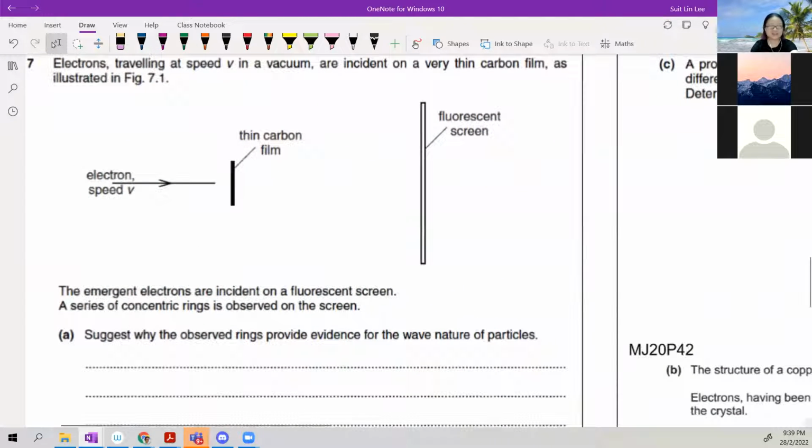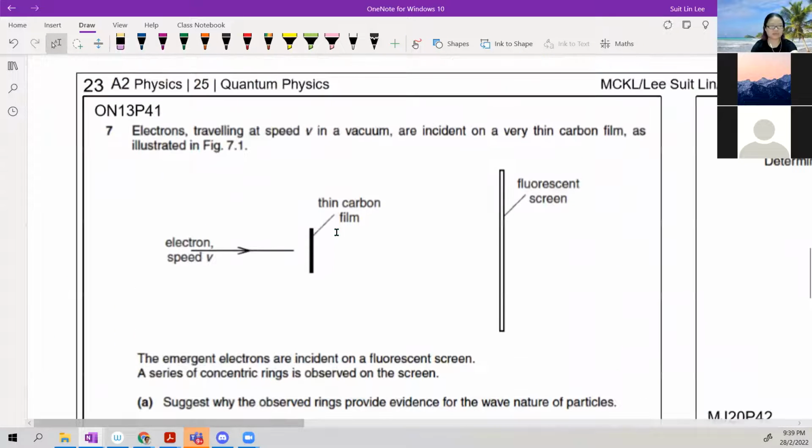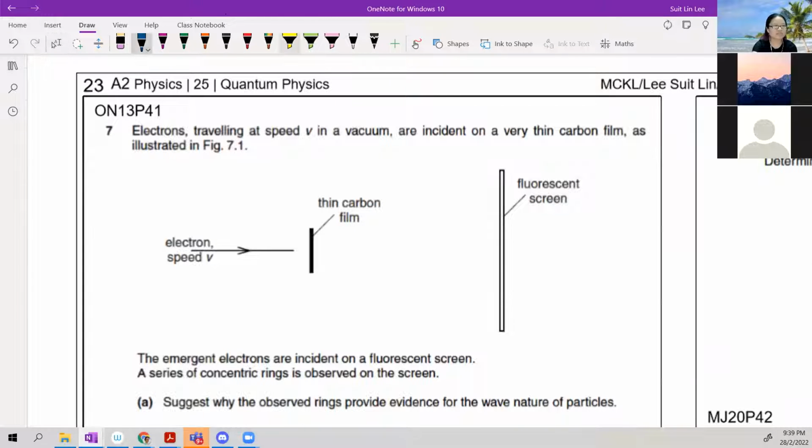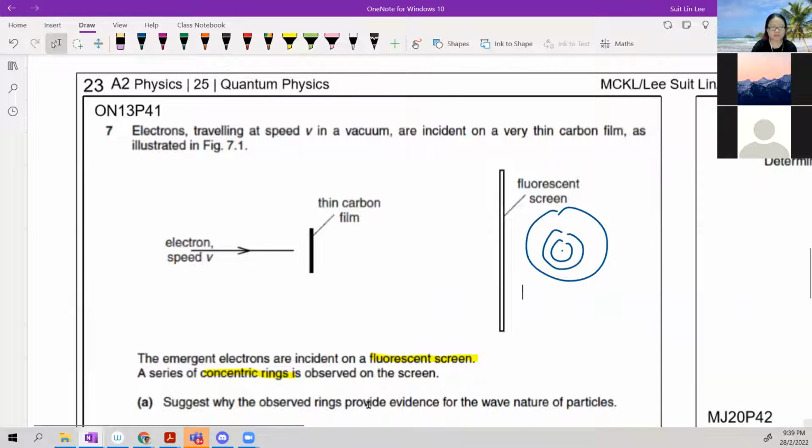So it says here that electrons traveling at a speed v in a vacuum is incident on a very thin carbon film. Sure, graphite is carbon. Emergent electrons are incident on a fluorescent screen. Beautiful. A series of concentric rings are observed. Suggest why the rings provide evidence for the wave nature of particles.